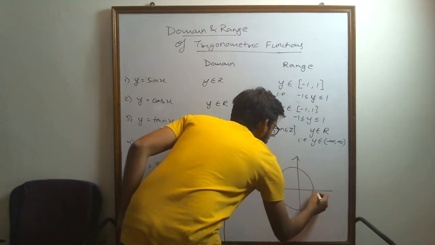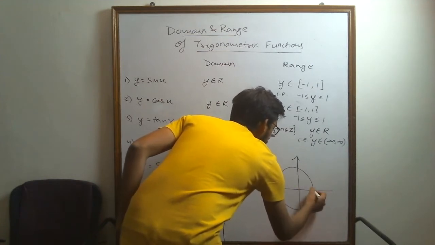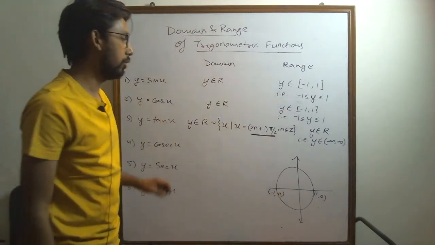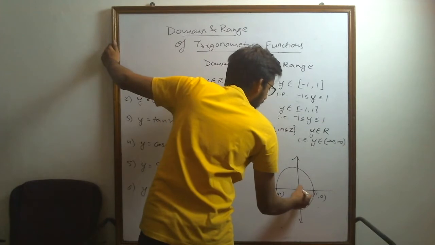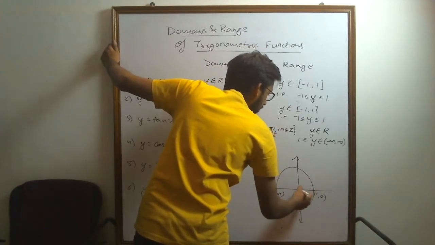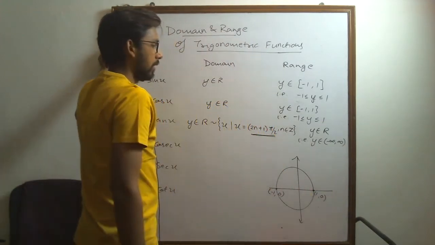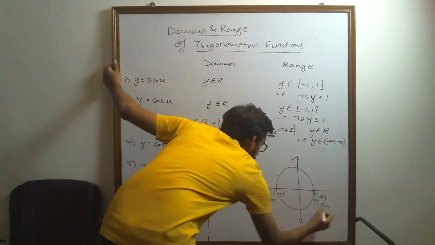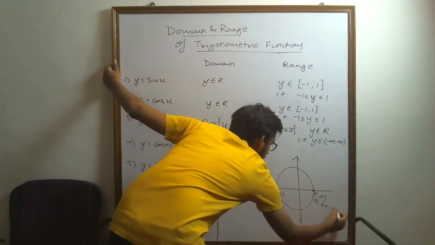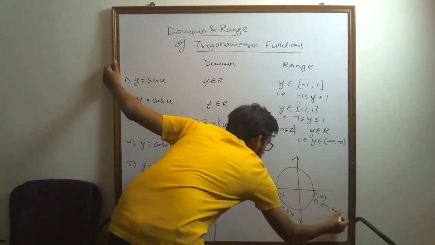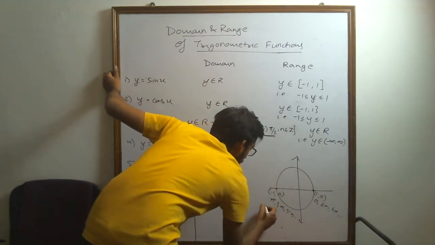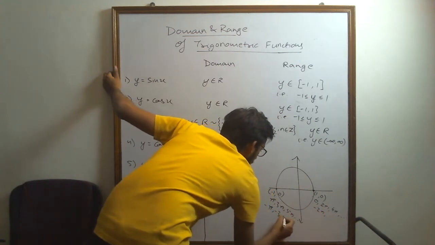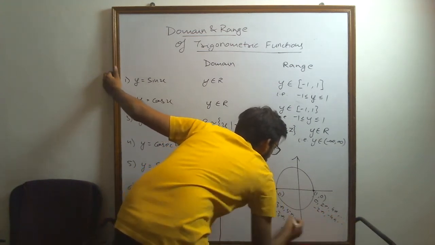The y coordinate is 0 here and here on the unit circle. So the sin x is 0 whenever the angle is on the x-axis. So angle here is 0, pi, 2 pi, 3 pi, 4 pi, 5 pi, and so on. Negative angles can also be there, minus pi, minus 2 pi, minus 3 pi, minus 4 pi, and so on.